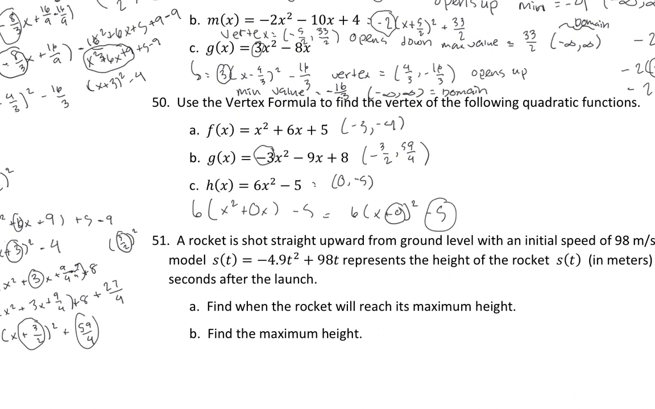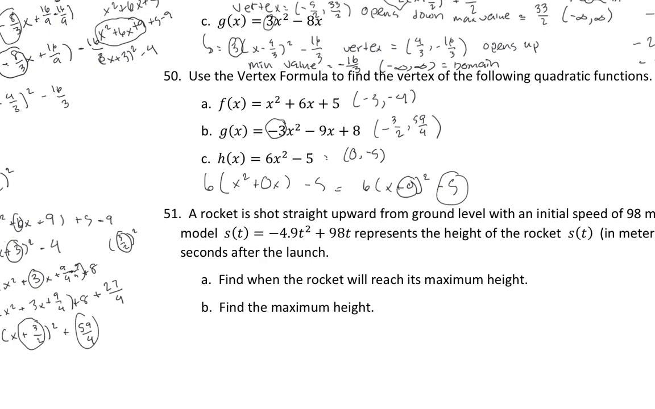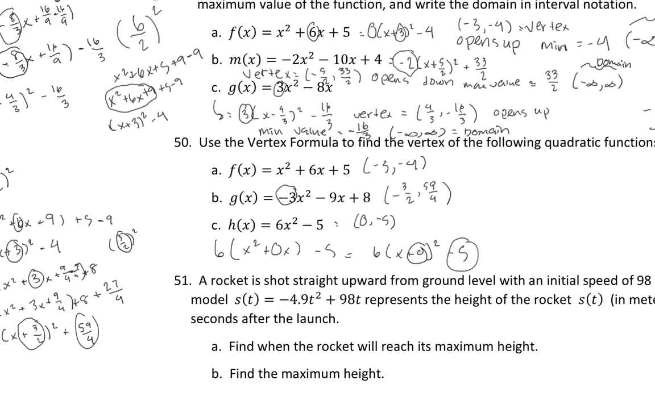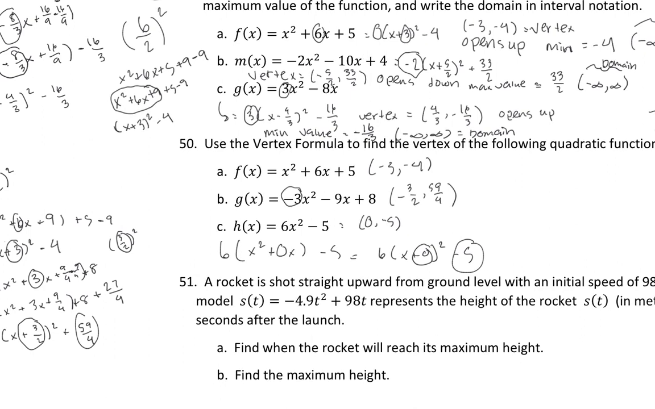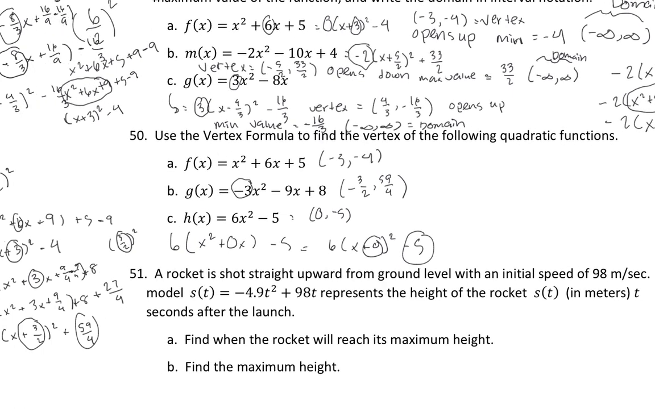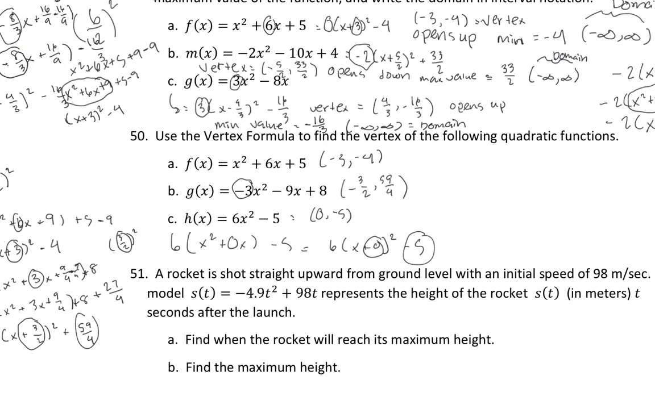Dang, these are never fun. Okay, so for number 51, if we come down here, we'll see that we have a rocket that is shot straight upward from ground level with an initial speed of 98 meters per second. Then this model represents the height of the rocket in meters after the launch. So it wants us to find when the rocket will reach its maximum height, and it wants us to find the maximum height.